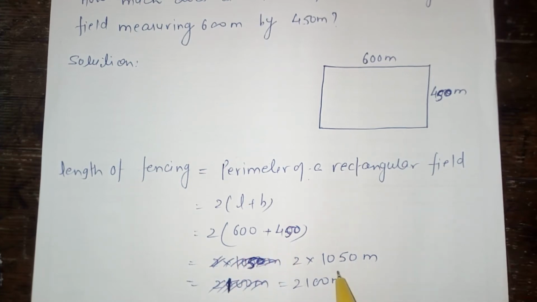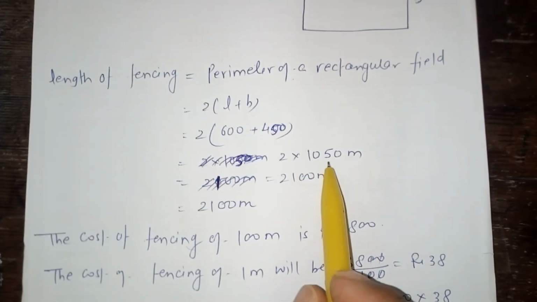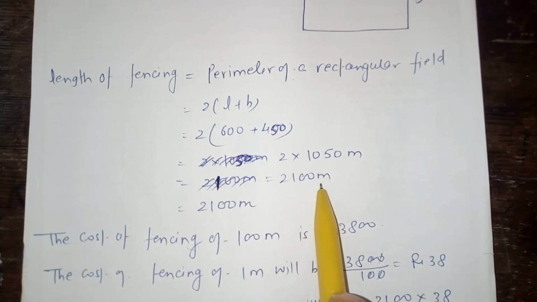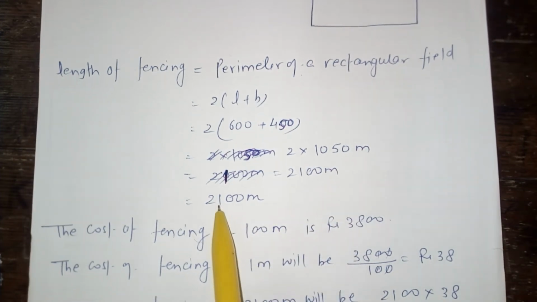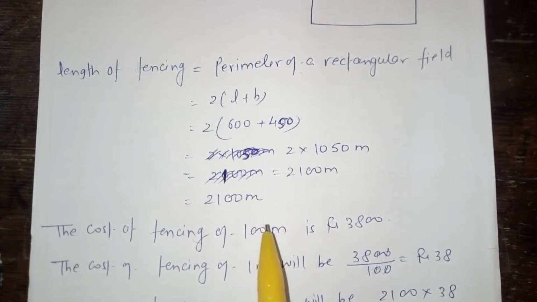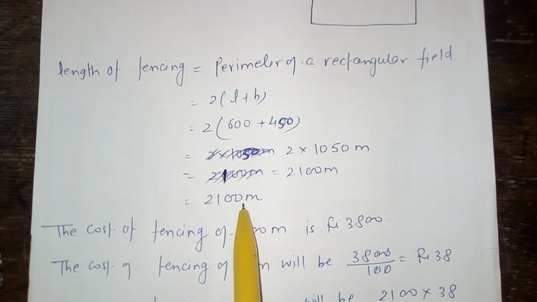After adding you will get 1050 meter into 2. 1050 into 2 will give you 2100 meter. The meaning is 2100 meter is the total length of the fencing.